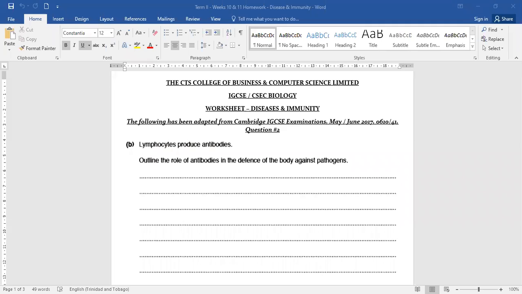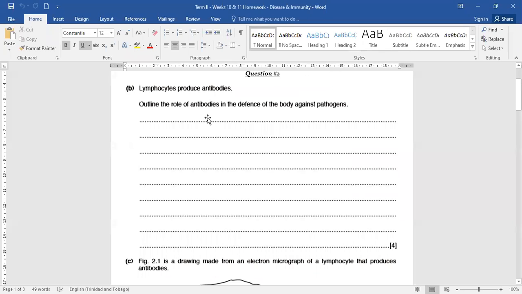Right, so for the first one, they said lymphocytes produce antibodies, right? So you had to outline the role of antibodies in the defense of the body against pathogens. So far, everybody's assignment that I checked, Desha, Dimitri, and Jade. Cheyenne, I know you sent me a homework, but I just couldn't open it. Y'all were on point with your explanation.